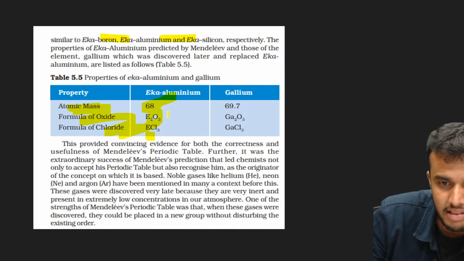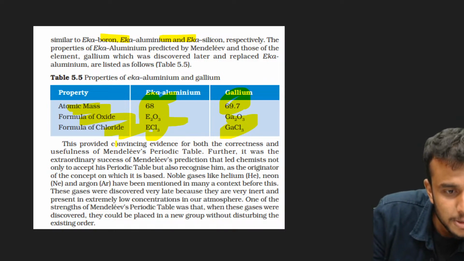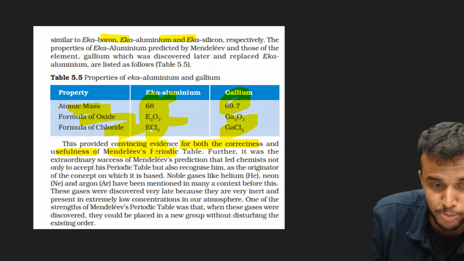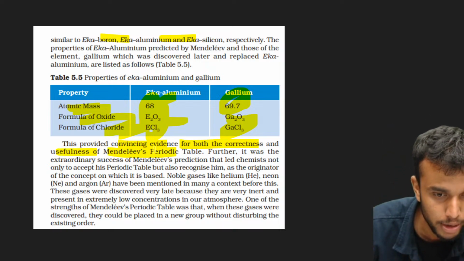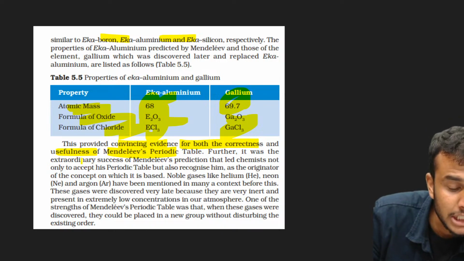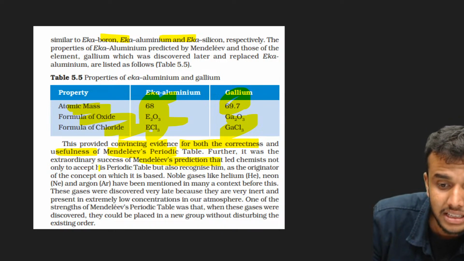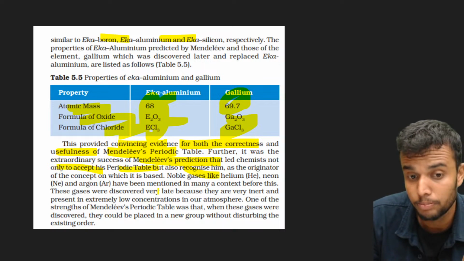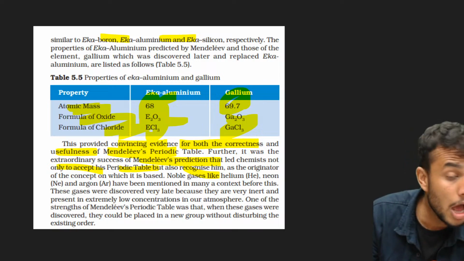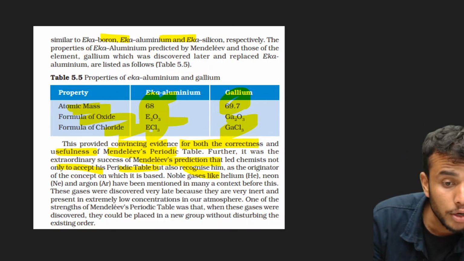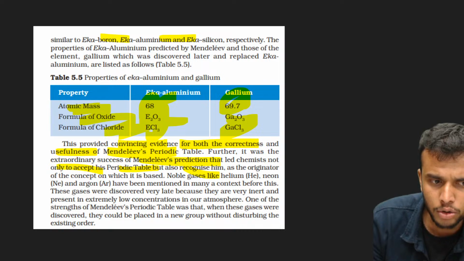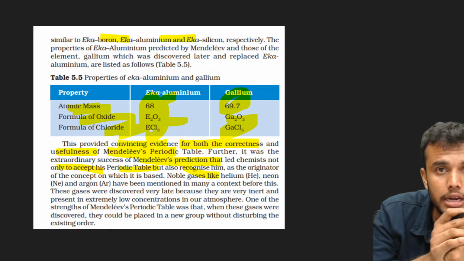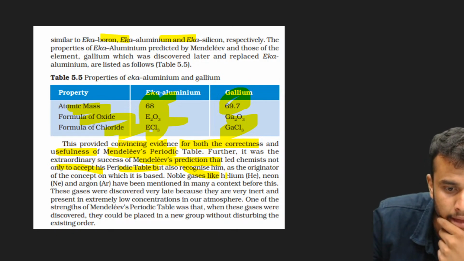Look here, this is eka aluminium. These are the masses. This provides convincing evidence for both the correctness and usefulness of Mendeleev's periodic table. This is one of the best achievements. It was the extraordinary success of Mendeleev's predictions that led chemists not only to accept his periodic table but also to recognize him. Oh my god, what a man, right?